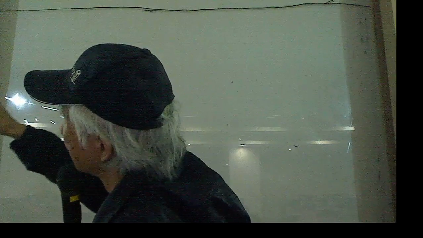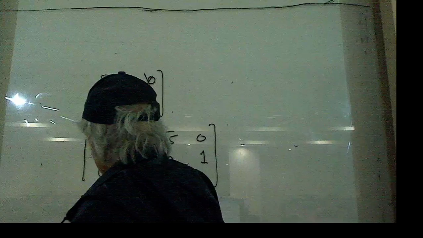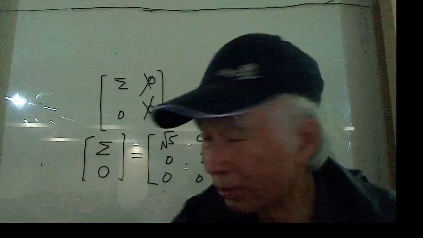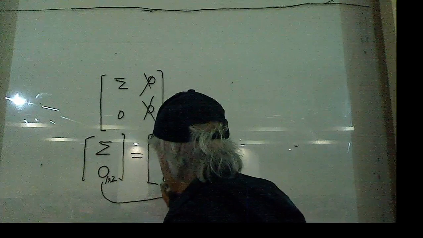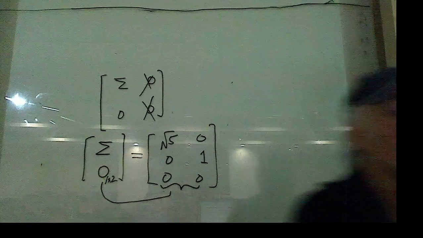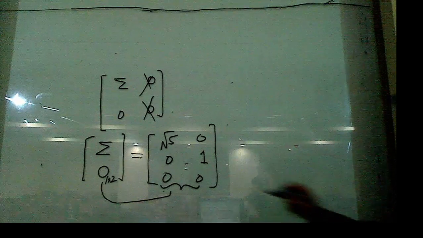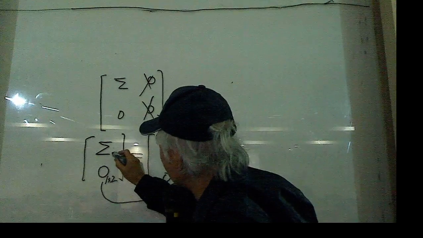So we have the square root 5, 0, 0, 1, 0, 0. In matter of fact, this 0 is 1 by 2. This 0 matrix is 1 by 2. That means this is a 0 vector. Okay? This matrix is 2 by 2. This is 2 by 2.